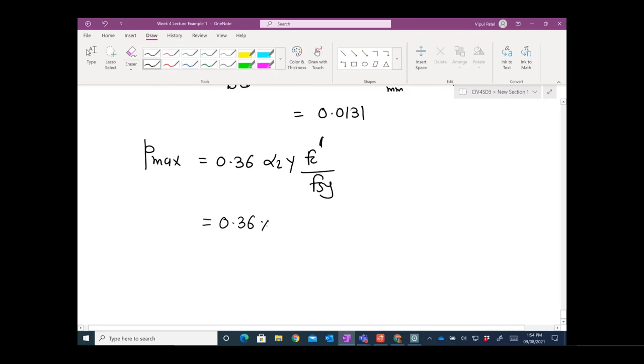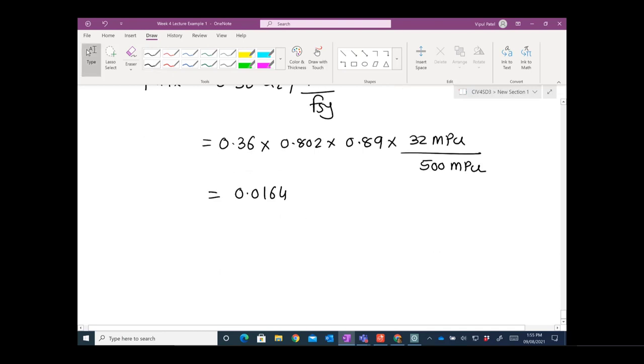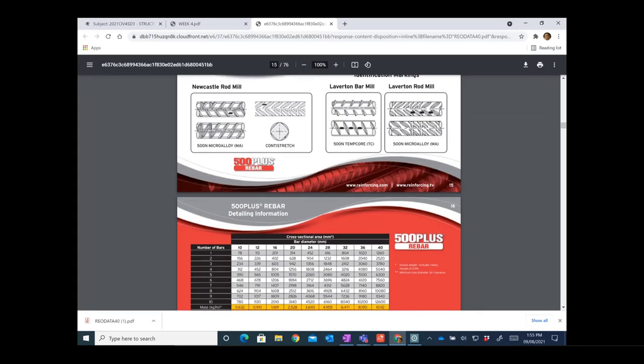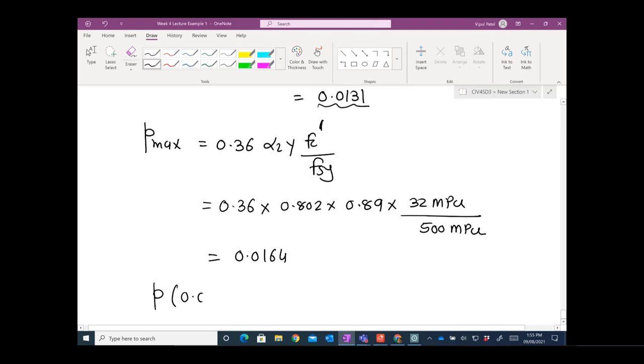So we calculate the maximum rho. Alpha 2 we already know because we calculated that, 0.89. Gamma, and 32 megapascals is given in the example, and 500 megapascals for the steel. So we get 0.0164. So the rho value which we calculated was 0.0131, which is less than rho maximum, which is 0.0164. Therefore, it is okay. So that is one kind of ductility check that we make.